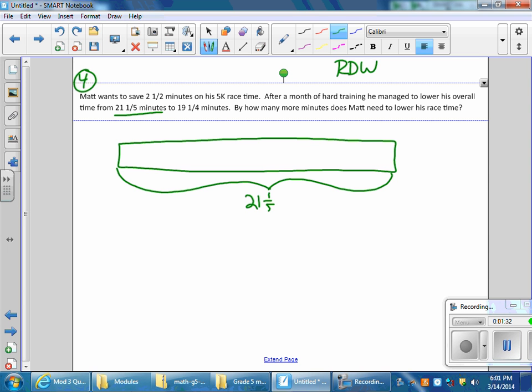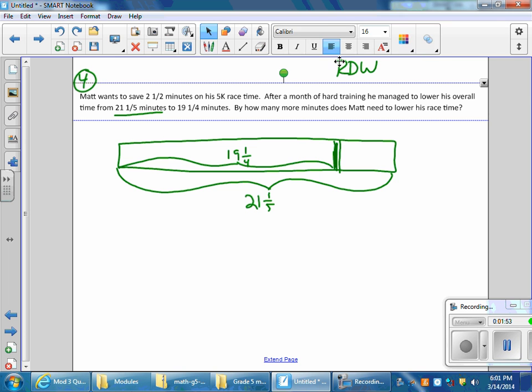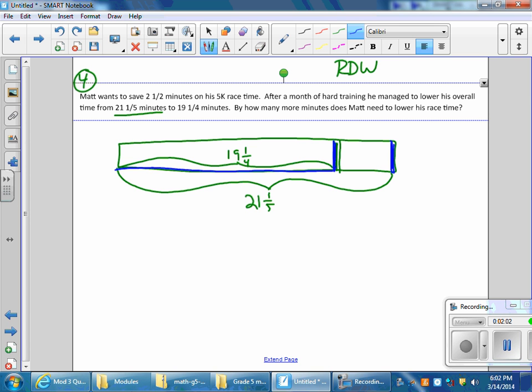But now he's lowered, so it's come down somewhere, let's say in this range. He's now at 19 and 1/4. This here represents 19 and 1/4. So I have this up to here. That's where he is now. This is where he was. My next step would be to say to myself, okay, well, the distance between the two is what he saved.